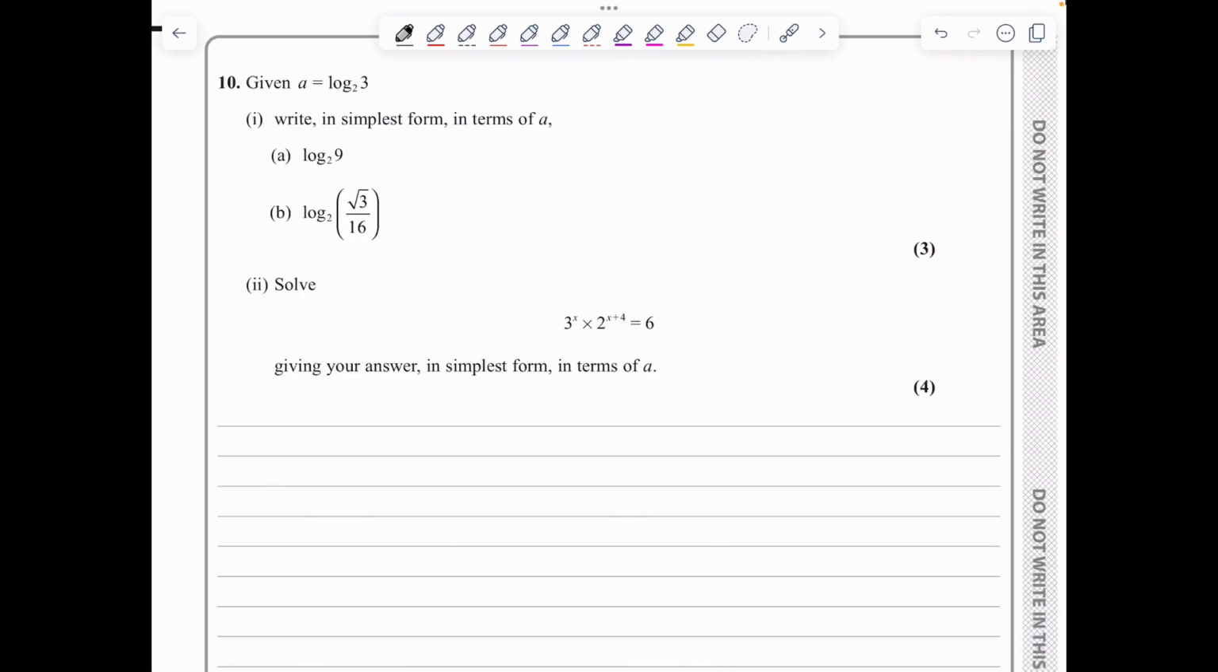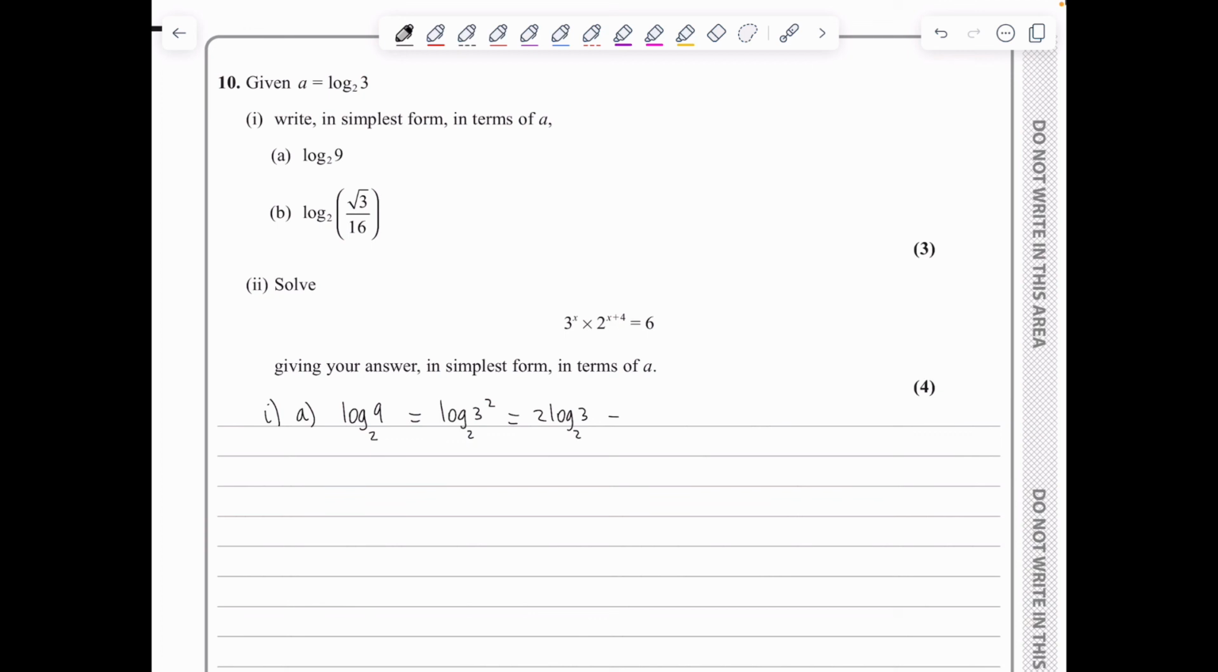In question 10, we are told that a is log 3 base 2, and we need to write in its simplest form, in terms of a, log of 9 base 2 and log of root 3 over 16 base 2. So we will be using the rules of logarithms here. I will start with log 9 base 2. We notice that 9 is 3 squared, so that's log of 3 squared base 2.